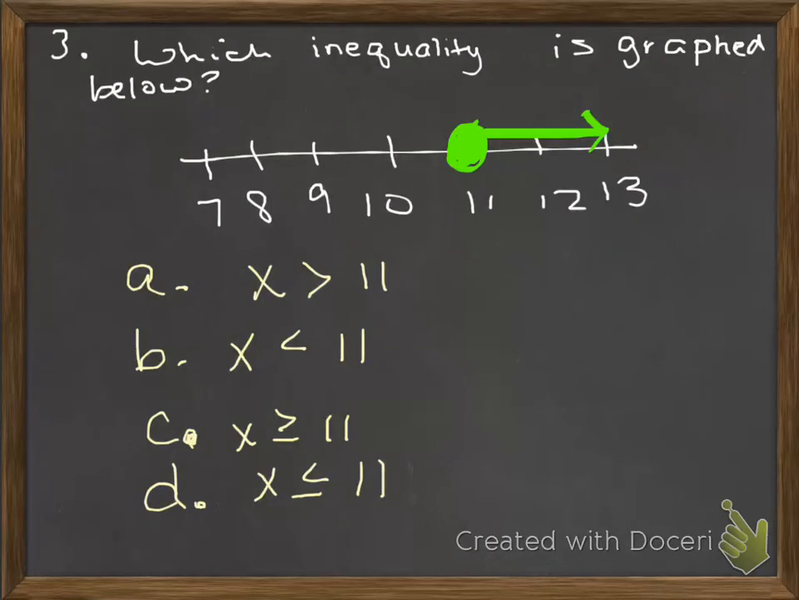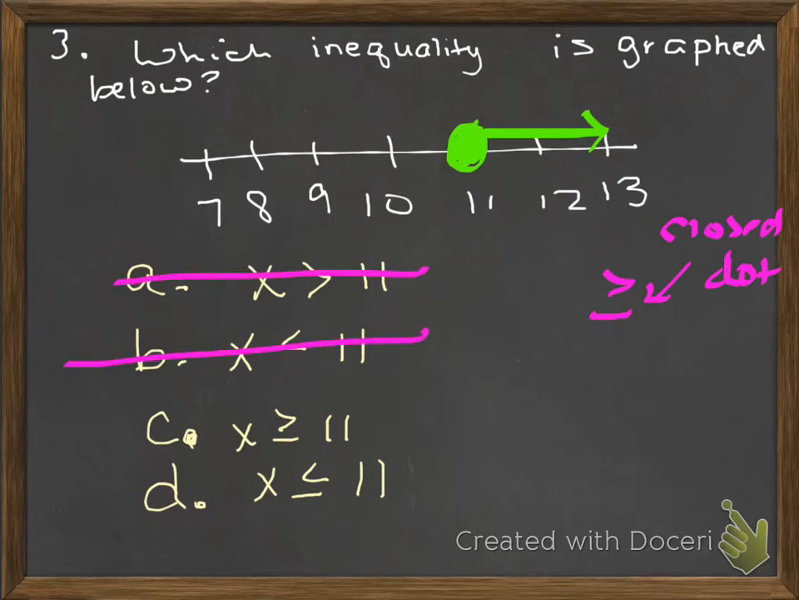Now that you can see that it's a closed dot, you want to make sure that you look and eliminate any of them that do not have that line under it. Because remember, the line means closed dot. So you want to make sure that you look for the dot first. This one's closed. So that means immediately B and C are out just because they don't have a line under them. After that, you want to take a look and see which direction it's going in.